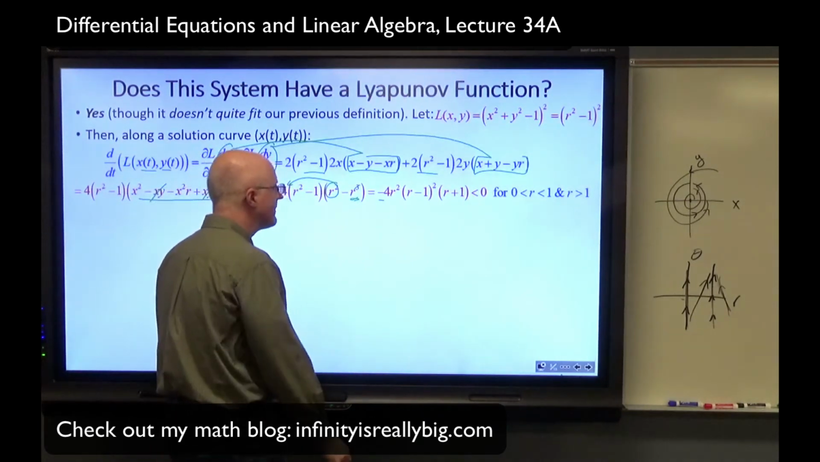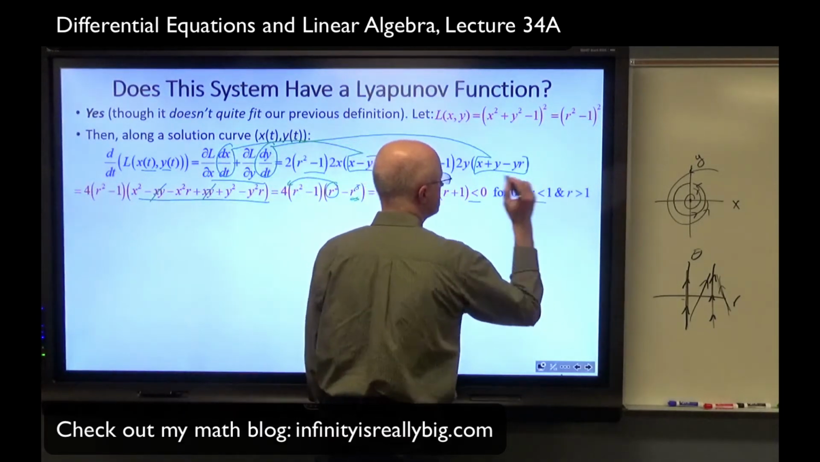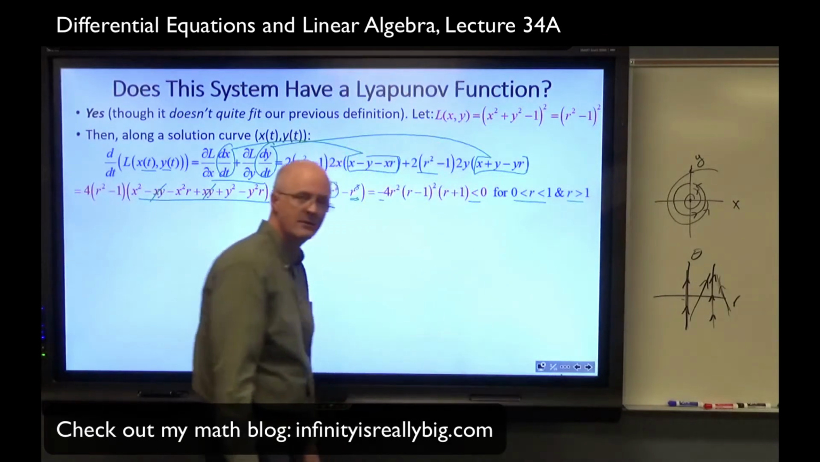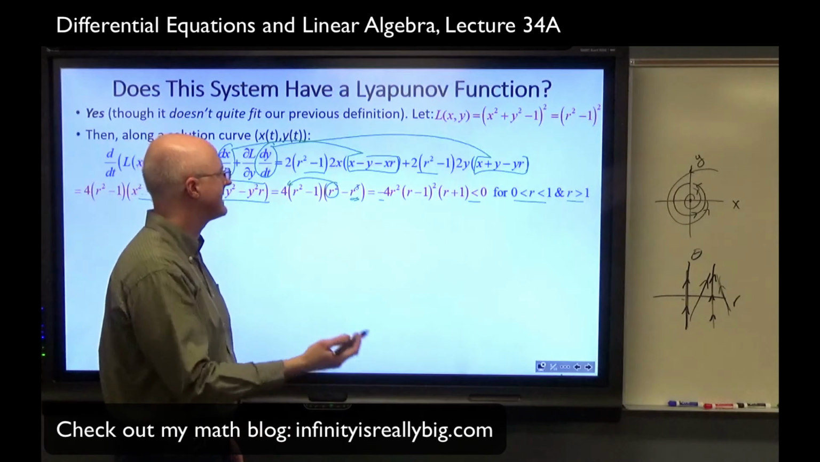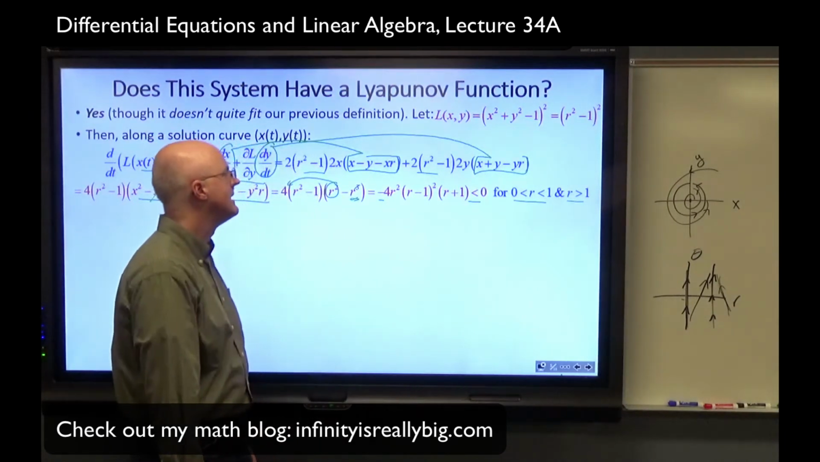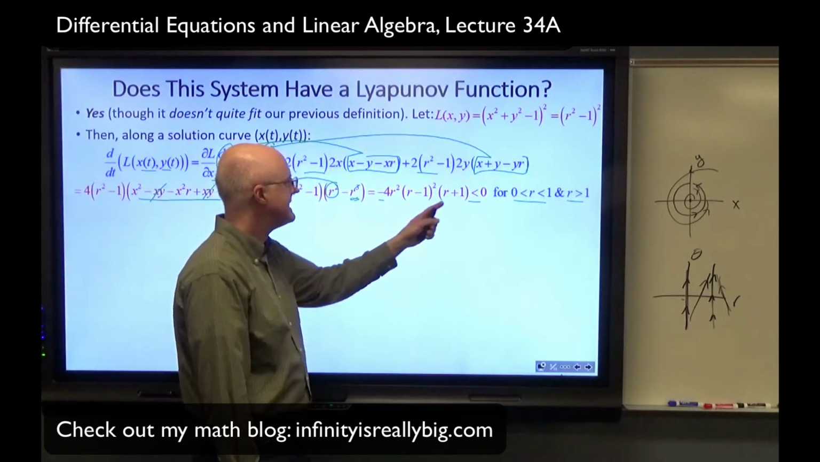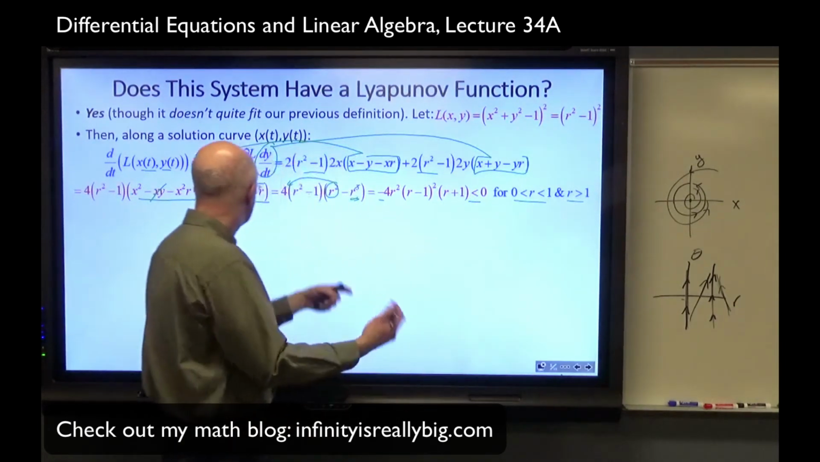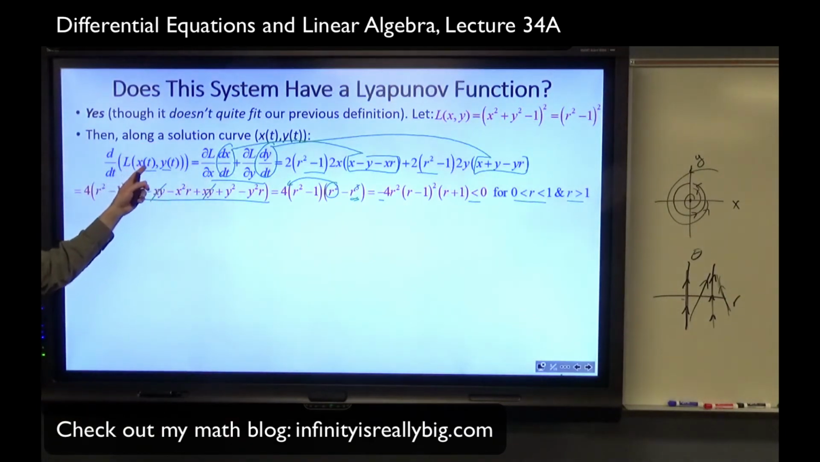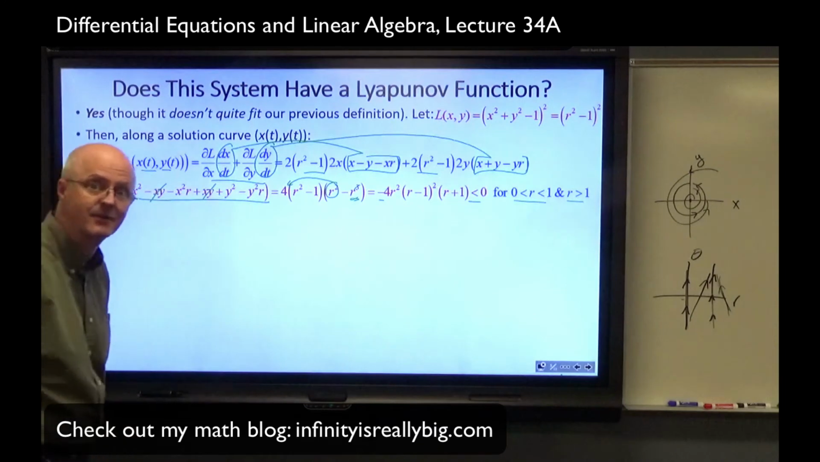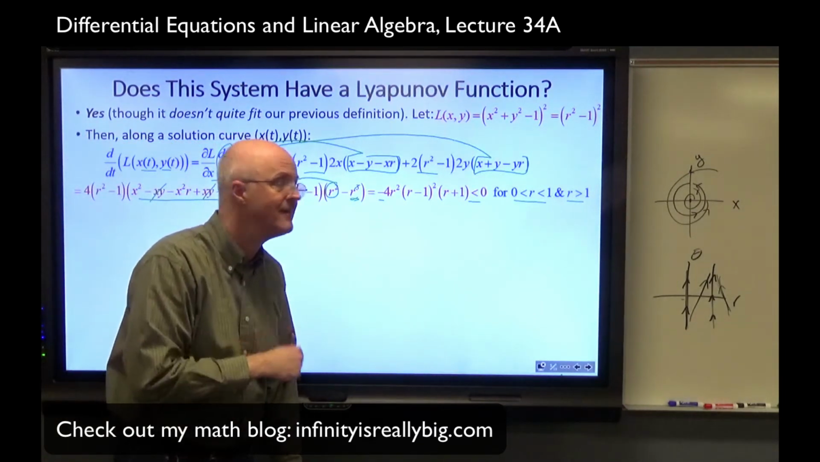And if you think carefully about it, this quantity is indeed negative when either r is between 0 and 1 or when r is bigger than 1. It equals 0 when r equals 1. It's also negative when r is bigger than negative 1, but I only care about positive values of r. This indeed is negative for those values of r. So the derivative of L with respect to t along solution curves is negative when I'm not on the unit circle, just like I said it would be.